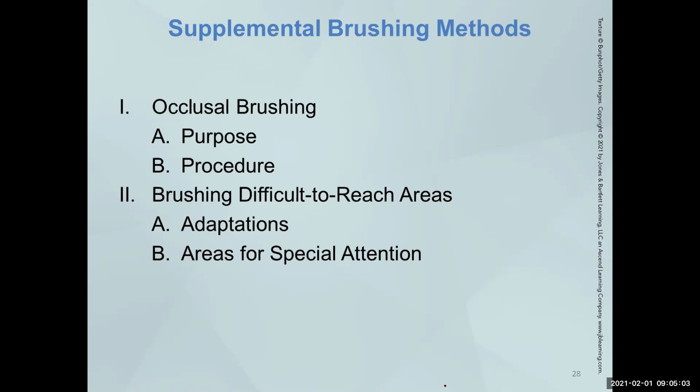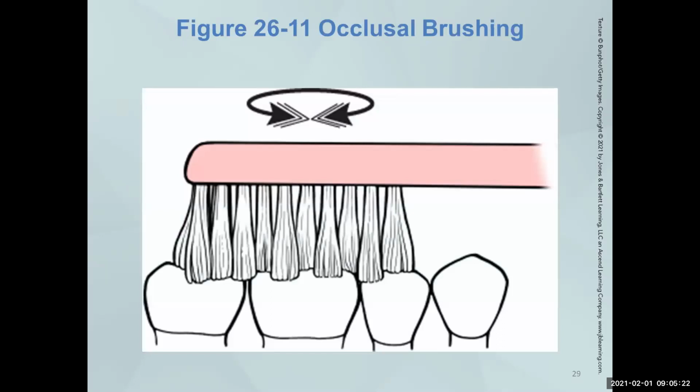What type of adaptations do you need for your patient to get those hard to reach areas? Third molars, partially erupted third molars, lower anterior crowding, teeth that don't have an opposing tooth to it. You're really customizing what the patient is doing. Occlusal brushing, short, short, short, to let those bristles shimmy into those pits and fissures.